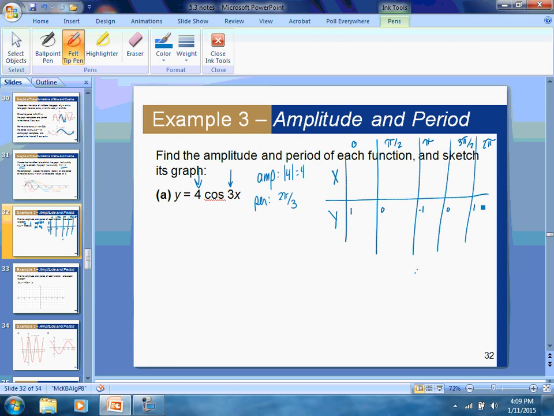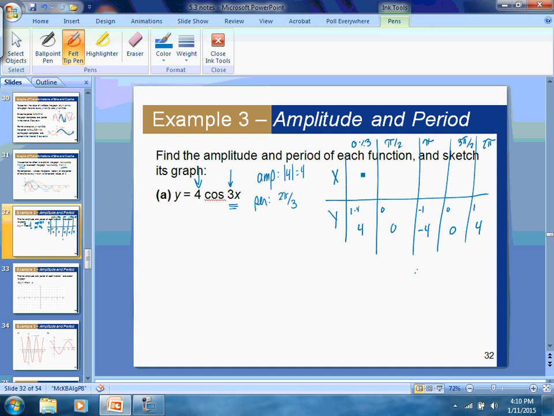Okay. But now remember, this amplitude affects our y values. So we're going to multiply everything by 4. And then the period now is going to affect our x values. So since I'm multiplying this x here by a 3, I'm going to take all these standard x values, and I'm going to divide them all by 3.